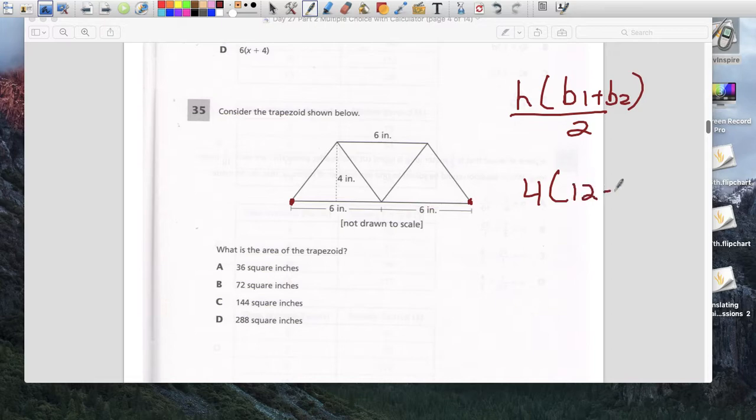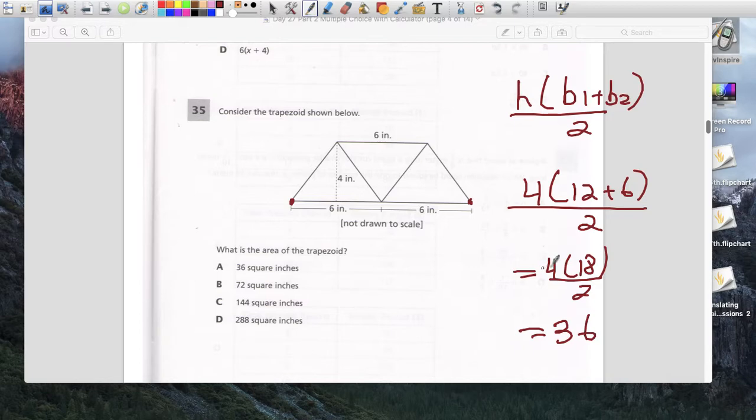So base 1 is 12. B2 is on top. It doesn't matter if you call this B2 or the bottom B1. And then this one is 6, times the height of 4. 12 plus 6 is 18, and then we're going to divide by 2. Multiply 4 times 18 is 72. Divided by 2 is 36 square inches. And we have our answer.